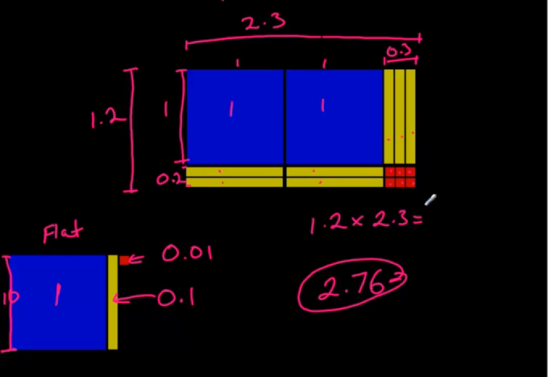And that's how you would multiply decimal numbers with base 10 blocks. All right? And I'll give you some practice questions for that.